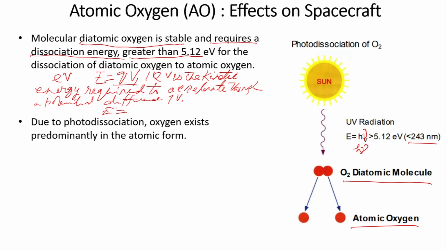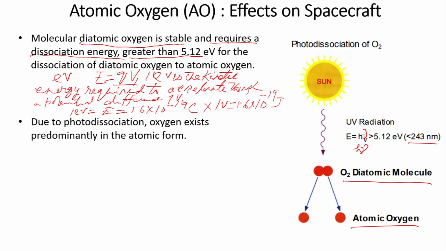So, I can write here the energy will be equal to the charge of an electron, which is 1.6 into 10 to the power minus 19 coulomb, multiplied by 1 volt. So, this is equal to 1.6 into 10 to the power minus 19 joule. So, 1 electron volt is equal to 1.6 into 10 to the power minus 19 joule.